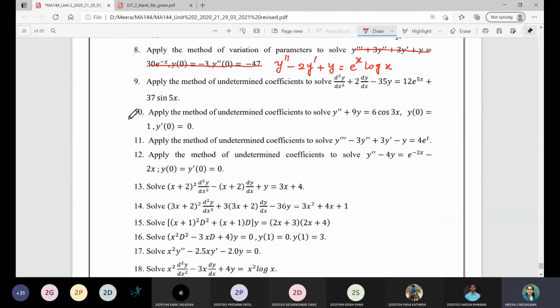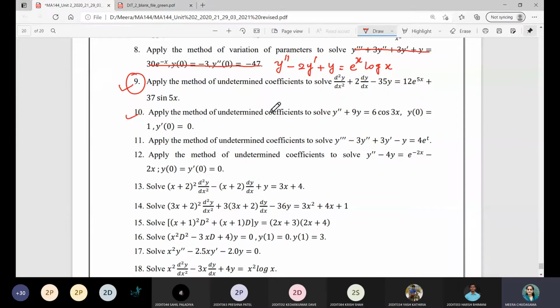So we have seen these examples in the last class. Let us solve today this one, the ninth one. Apply the method of undetermined coefficients to solve this equation. Right hand side. Yes. Any question to any student?